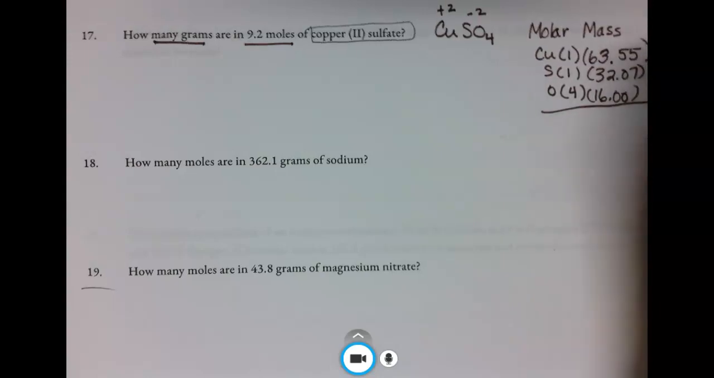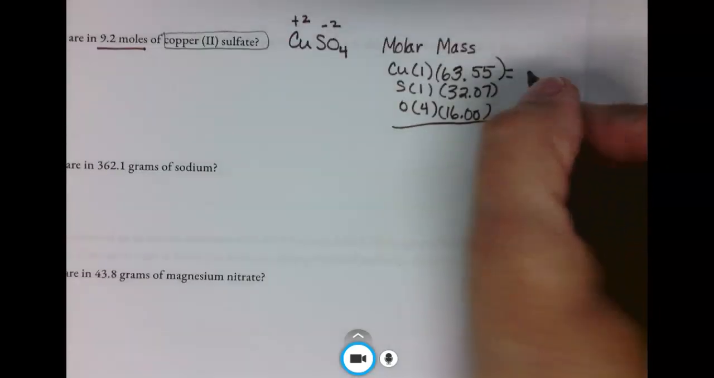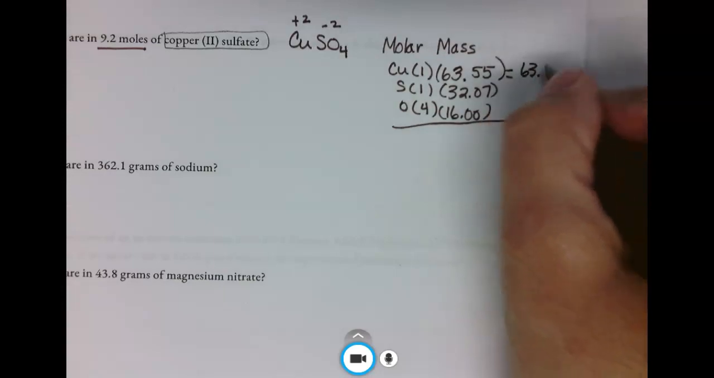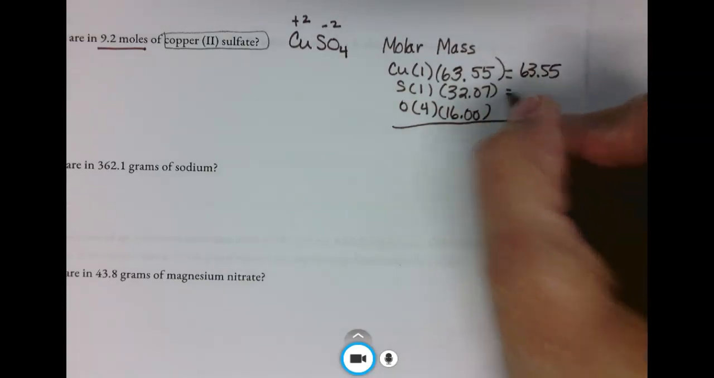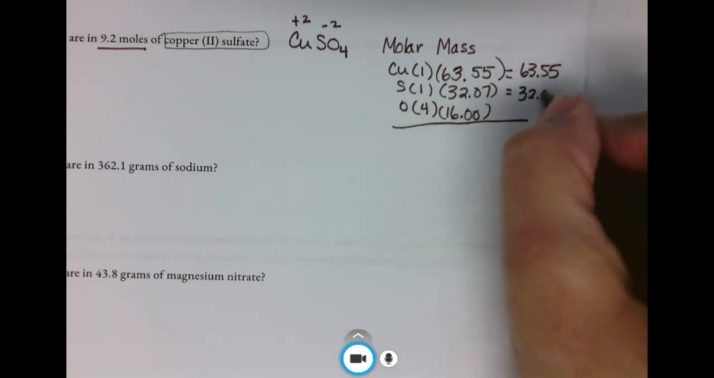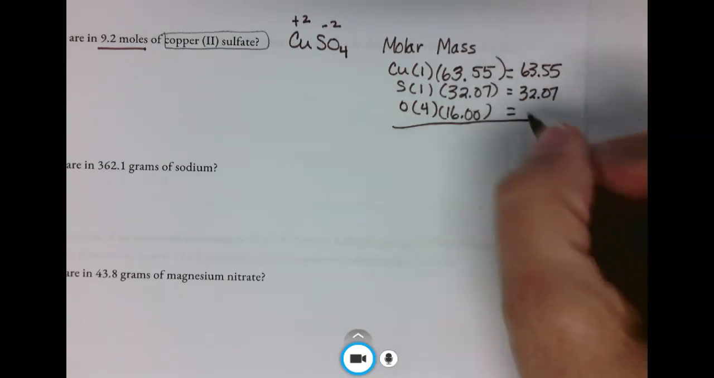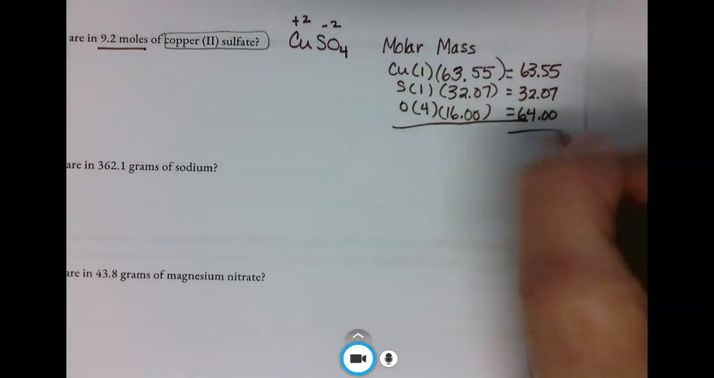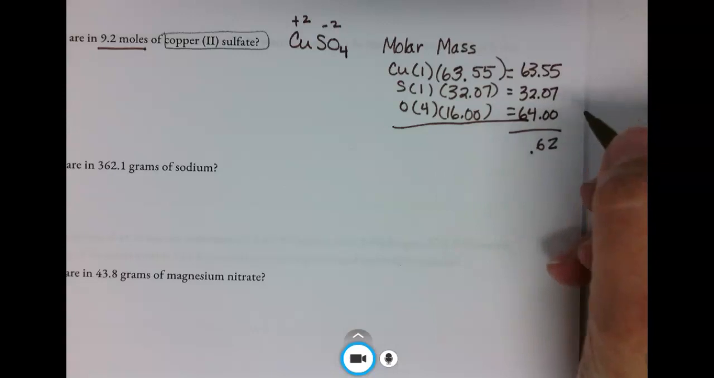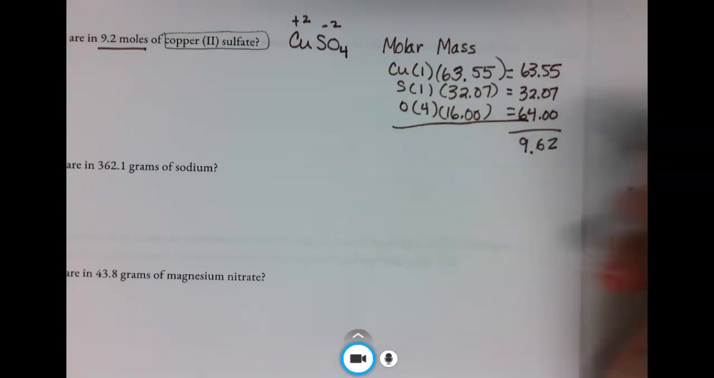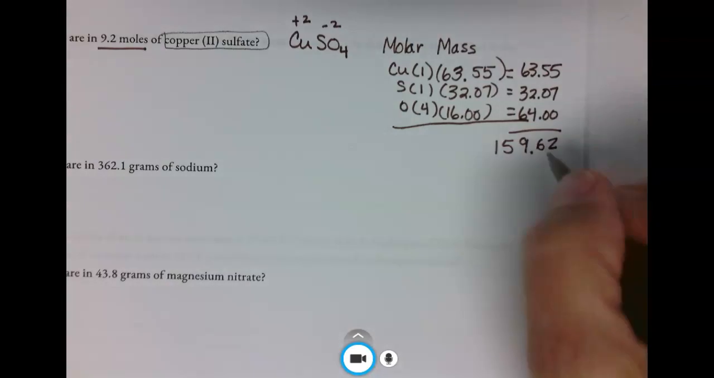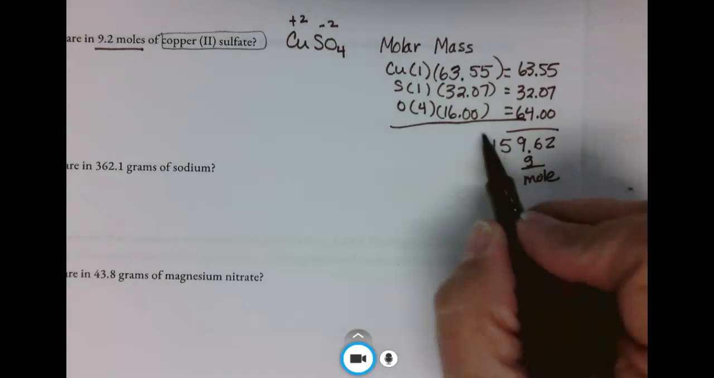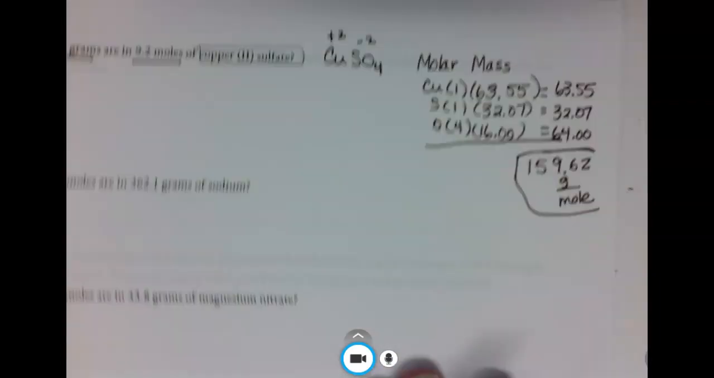Okay, so again, we're going to multiply across. Let me slide this on over for right now. 63.55, 32.07, and 4 times 16 is 64. Okay, so that's going to give me 159.62, and again, grams per mole. So that is my molar mass that I'm going to need to use in just a minute. So we're going to come back over to our problem.